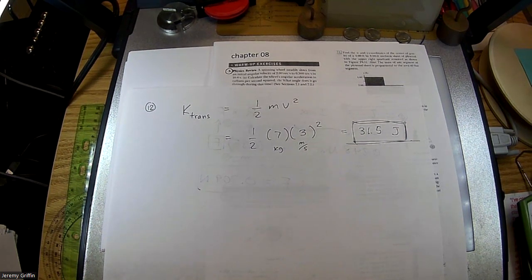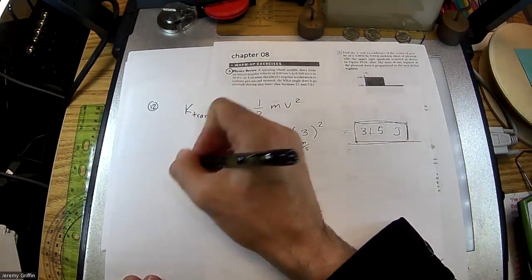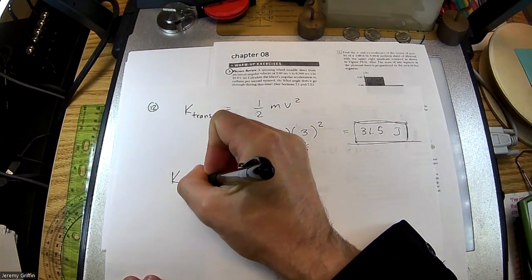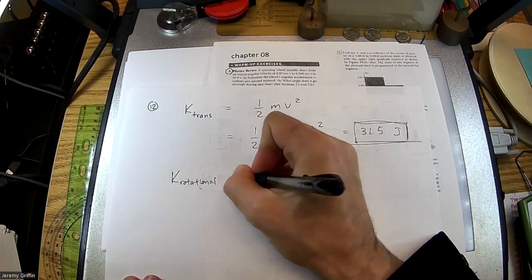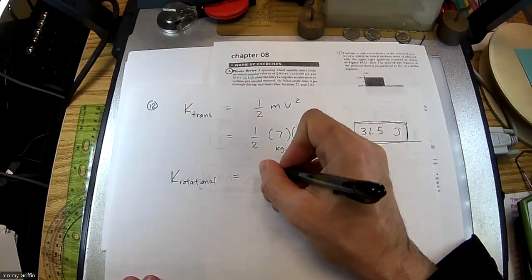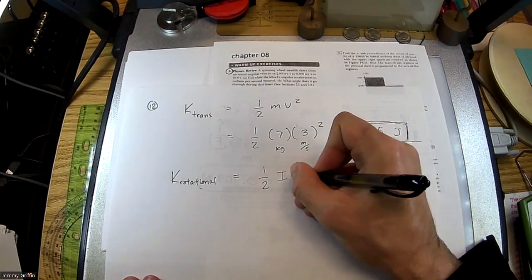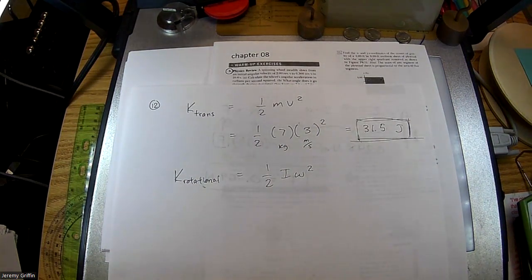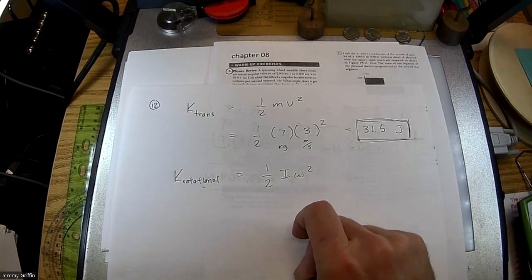Because, see, a rolling bowling ball. Here, let's see if we can make sense of this. K rotational. Well, I'll start from the definition expression. Wouldn't it be 1/2 I omega squared? You guys could have come up with that, right? 1/2 I omega squared. Oh, okay. I see where this is going.